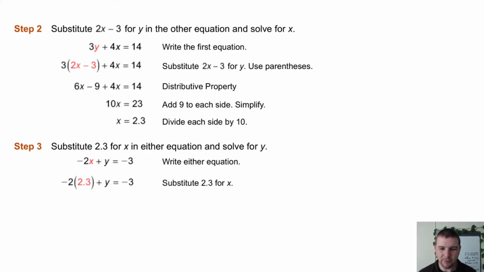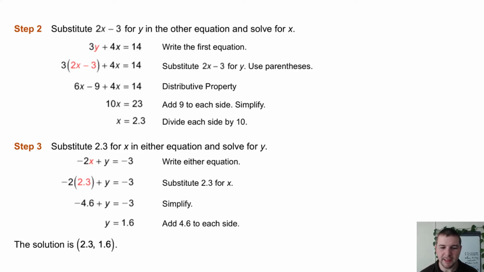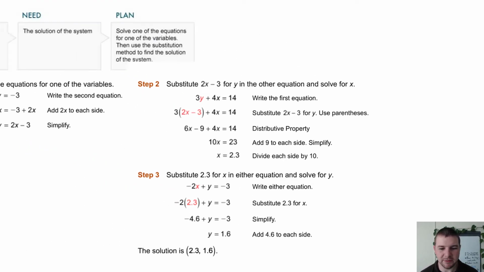Sub in 2.3 for x, so negative 2 times 2.3 plus y equals negative 3. Simplify and find that y equals 1.6. So our solution is 2.3 comma 1.6. And we should check our solution in each equation.